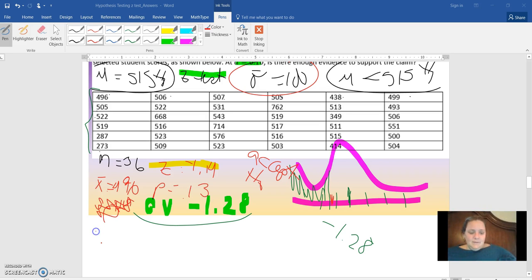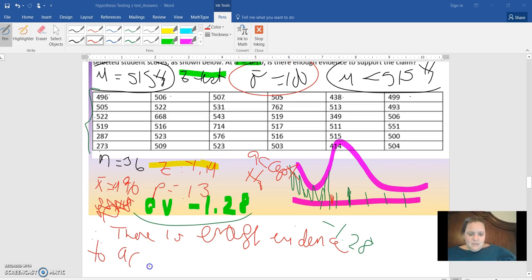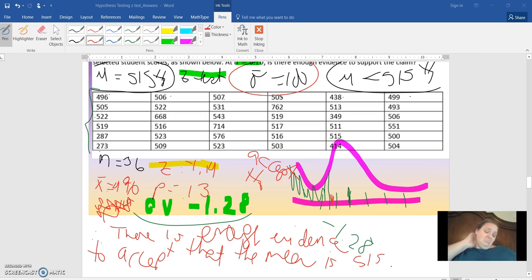And so since we accept it, therefore there is enough evidence to accept that the mean is 515. Let's do another one.